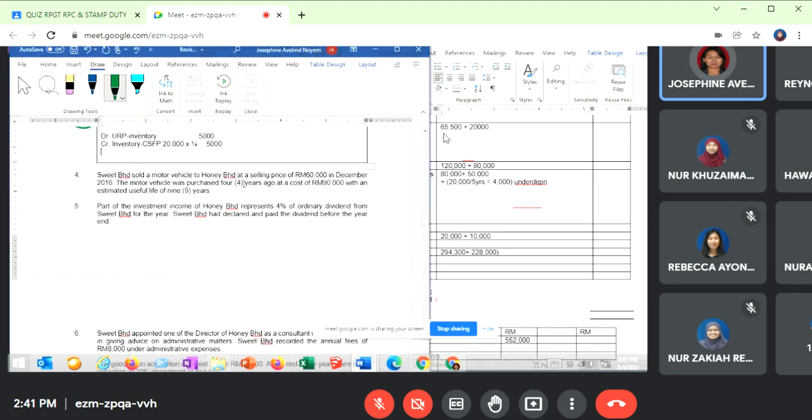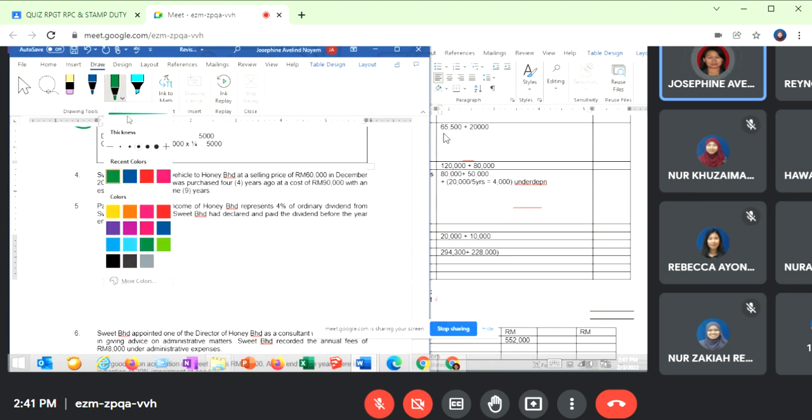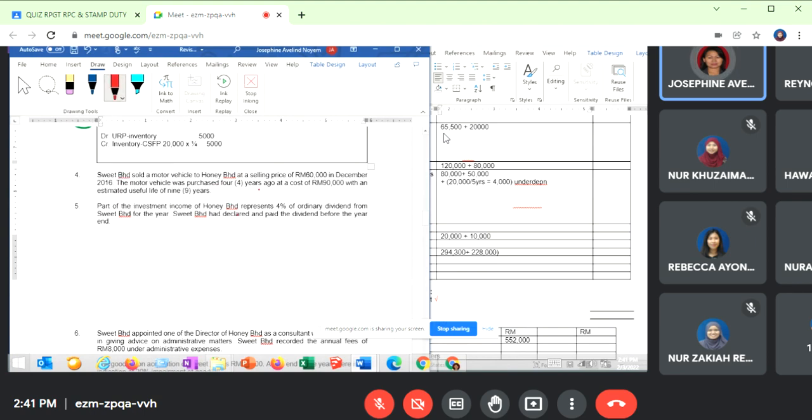Sweet sold motor vehicles to Honey at the selling price of 60,000, and this vehicle was purchased 4 years ago at the cost of 90,000 with an estimated life of 9 years. So you notice that we need to find out whether this motor vehicle was sold at a profit or at a loss. So we need to get the carrying amount. You're told that this vehicle was acquired at cost 4 years ago. So you have to minus the accumulated depreciation.